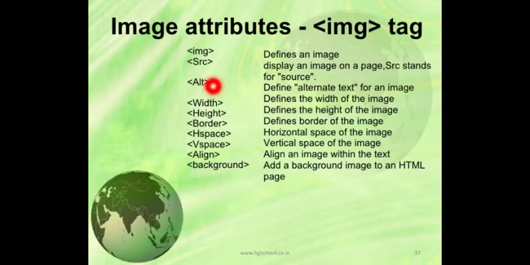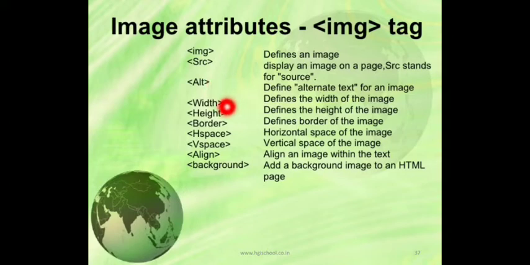Like if you have inserted a computer picture and it takes time to load, and nothing is displayed, it doesn't look good. So what you have to do is write alt equals to computer, then until and unless your image is loading, you will be able to see the text computer on the web browser.